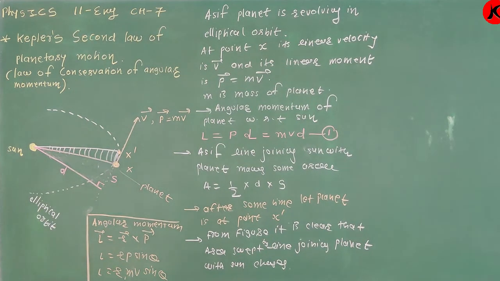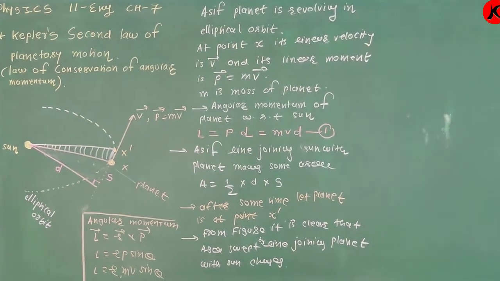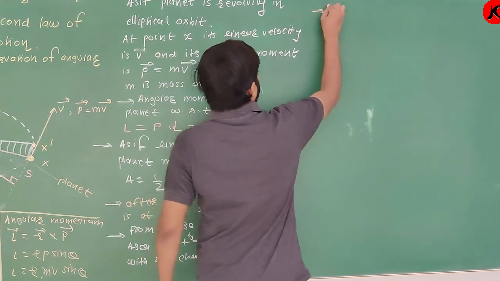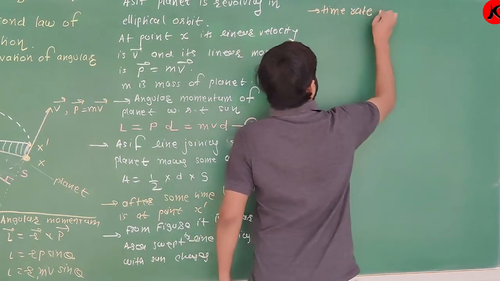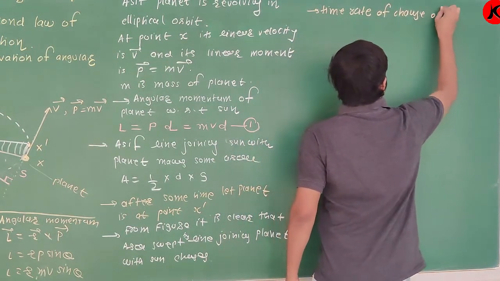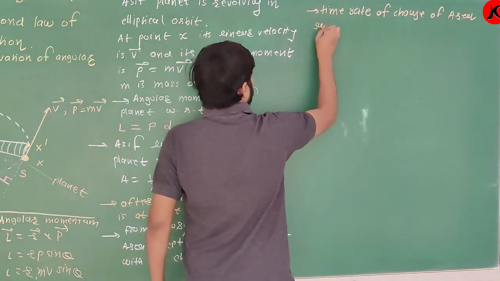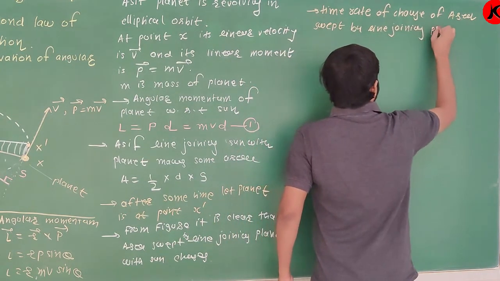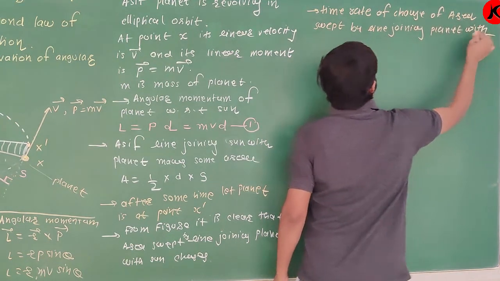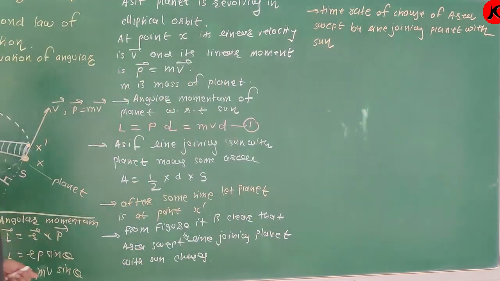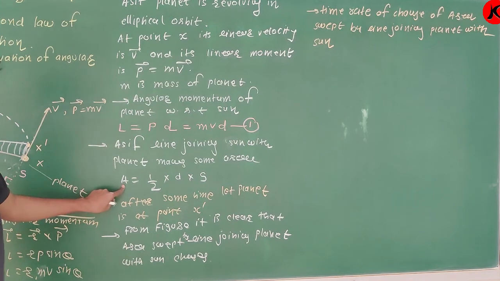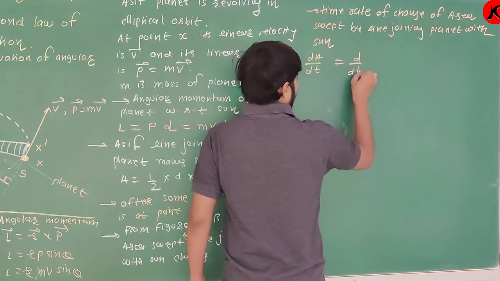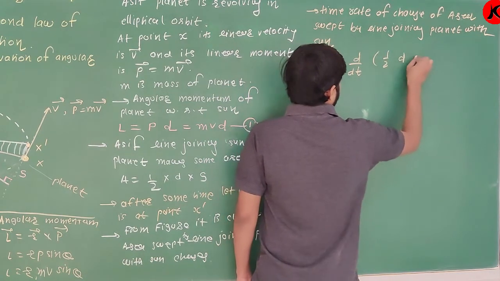So now I will find the time rate of change of area swept by line joining planet with sun. Okay, time rate of change of area swept by line joining planet with sun means its time rate. So dA upon dt is equal to d upon dt of 1 by 2 D into S.